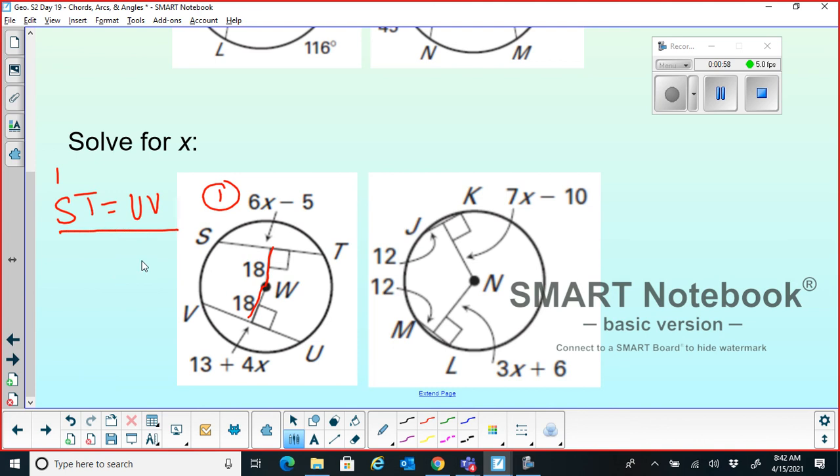So therefore I can equate ST, which is 6x minus 5, to 13 plus 4x. Let's get all the x terms together and constants together by subtracting 4x and adding 5 on both sides. Subtracting 4x, I get 2x. Adding 5 to 13, I get 18. Dividing by 2 on both sides, I get x equals 9.